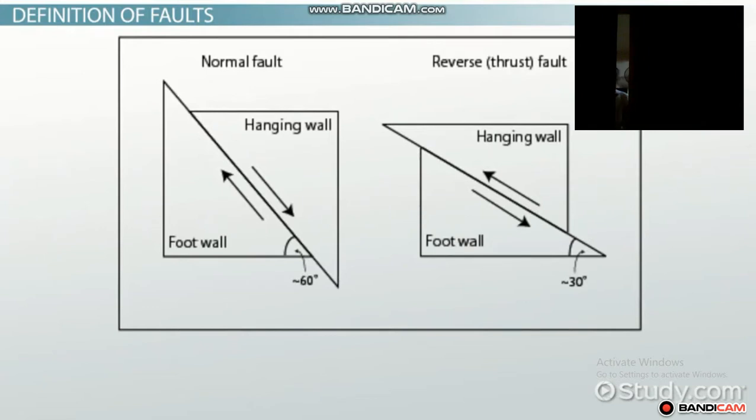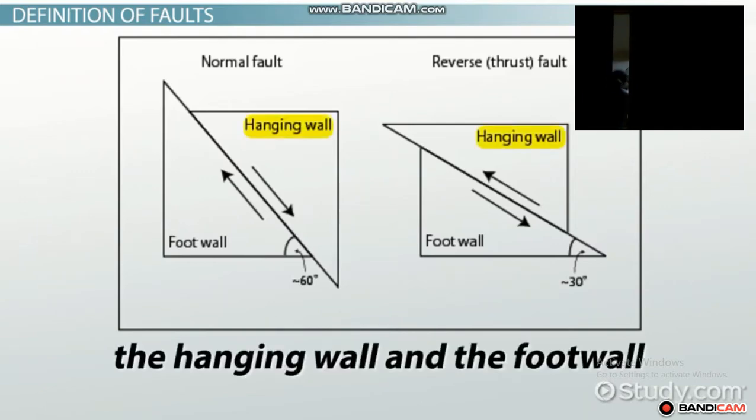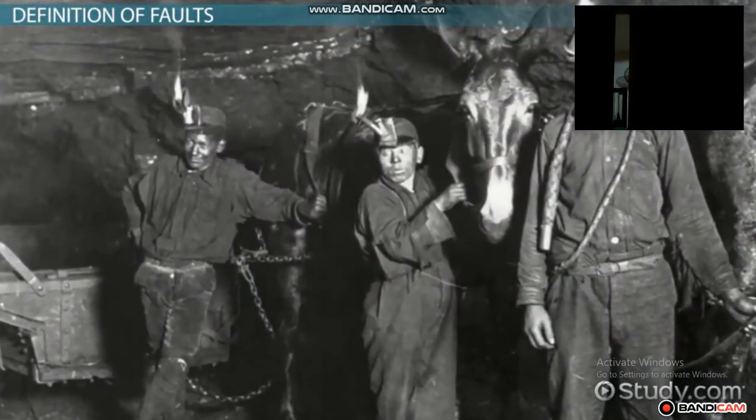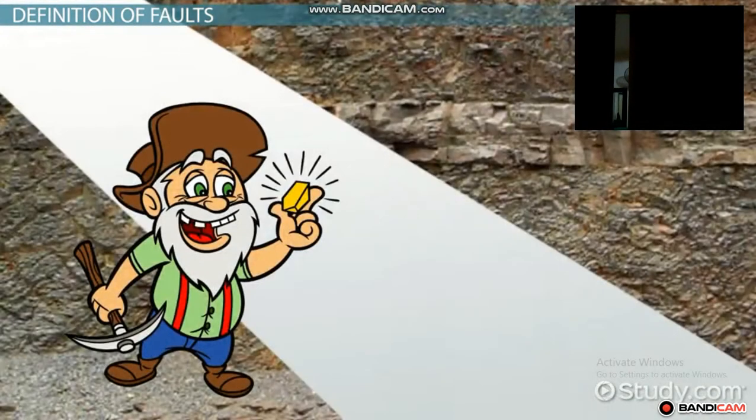The rock masses on either side of a dipping fault are also given names that are derived from the angle of the fault: the hanging wall and the footwall. The names come from the mining industry. When a miner was extracting the minerals along a dipping fault, he would be standing on the footwall and the hanging wall was hanging above his head. How practical.